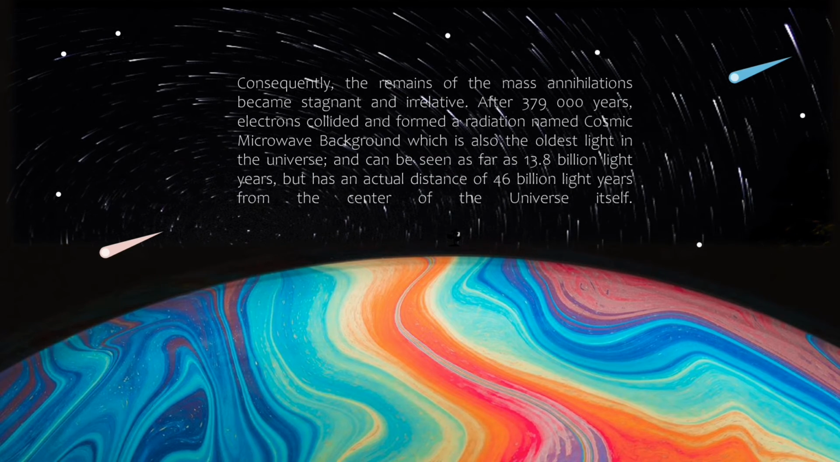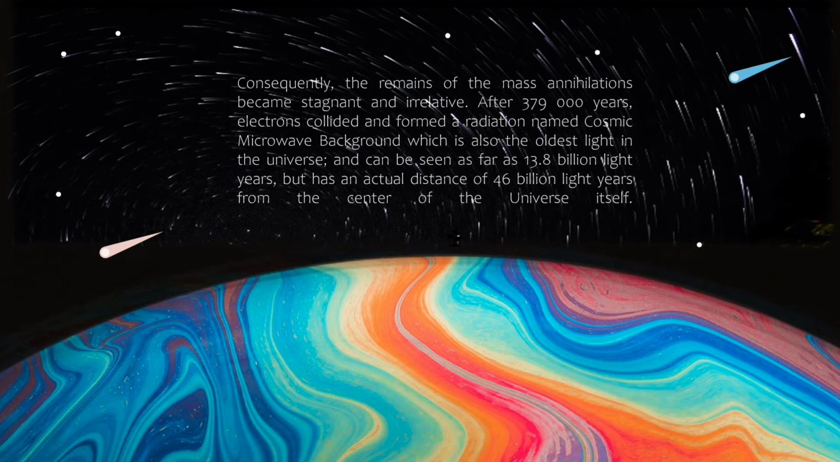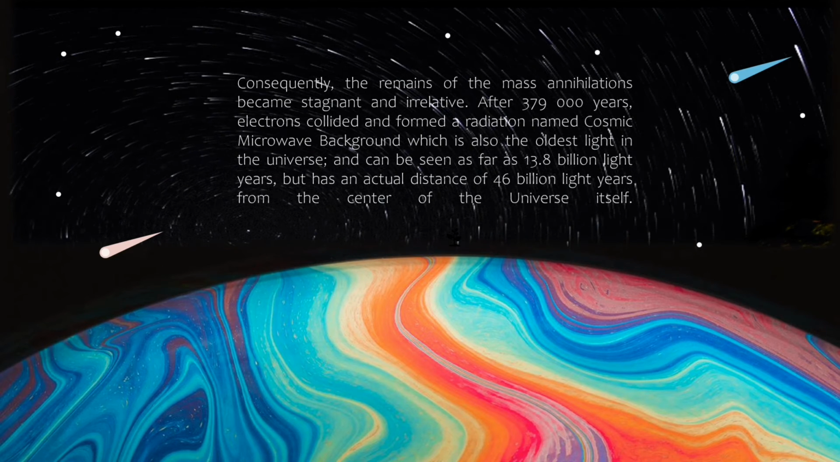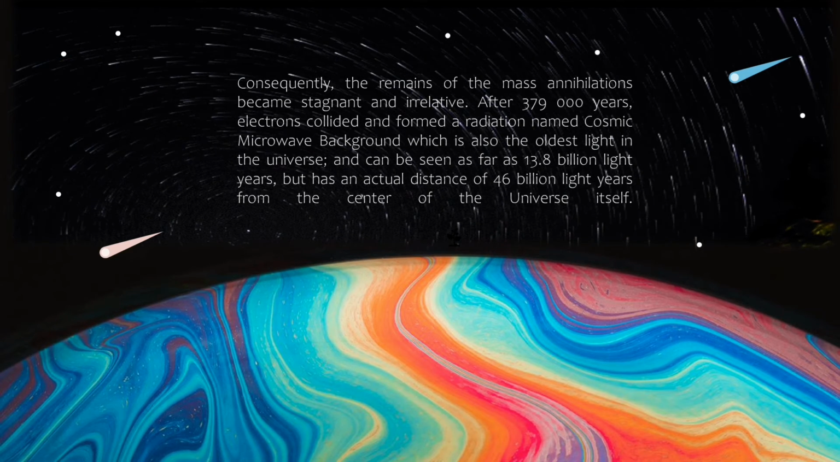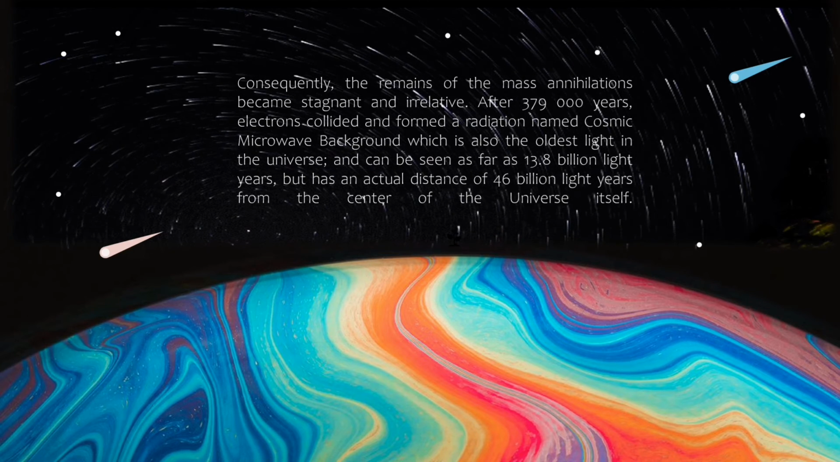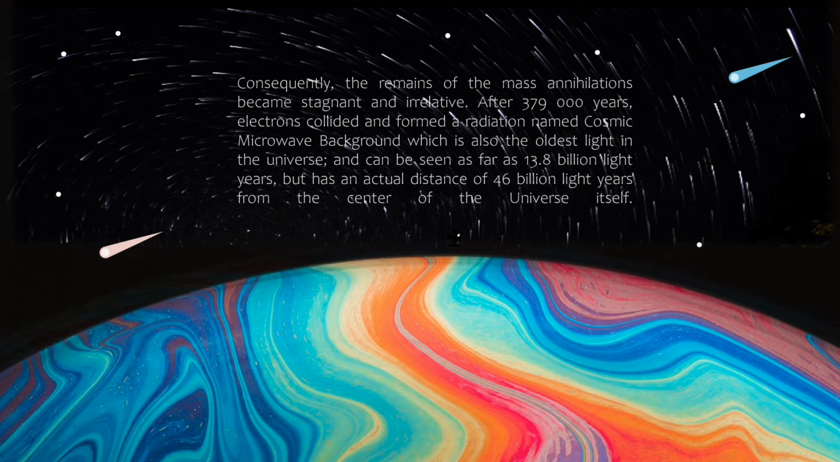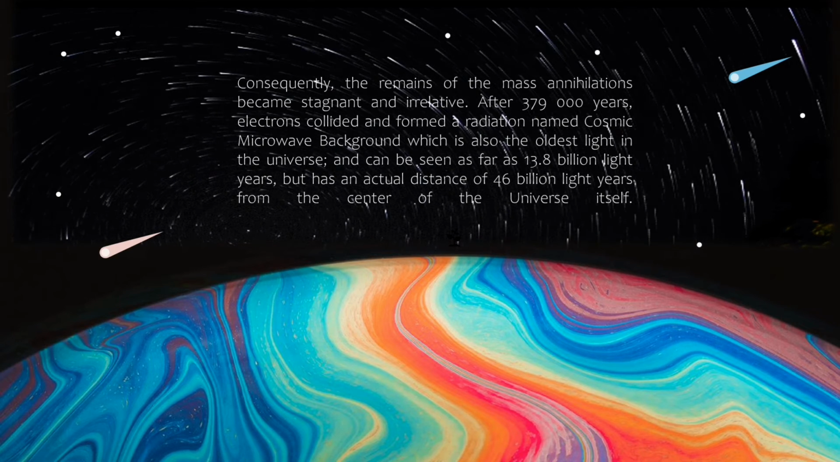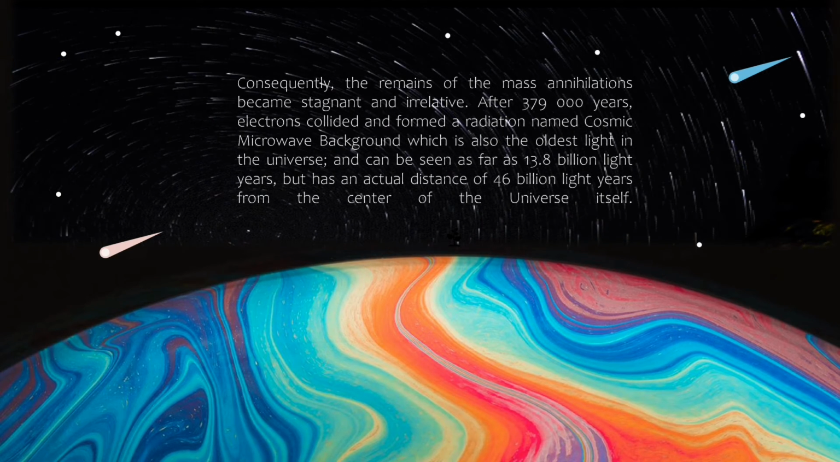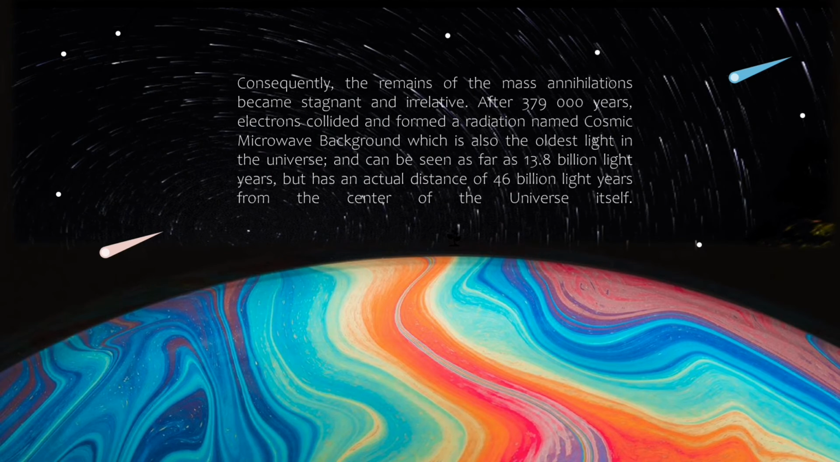After 379,000 years, electrons collided and formed a radiation named cosmic microwave background, which is also the oldest light in the universe, and it can be seen as far as 13.8 billion light-years, but has an actual distance of 46 billion light-years from the center of the universe itself.